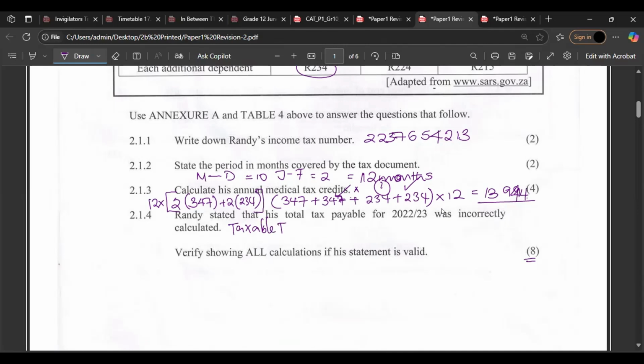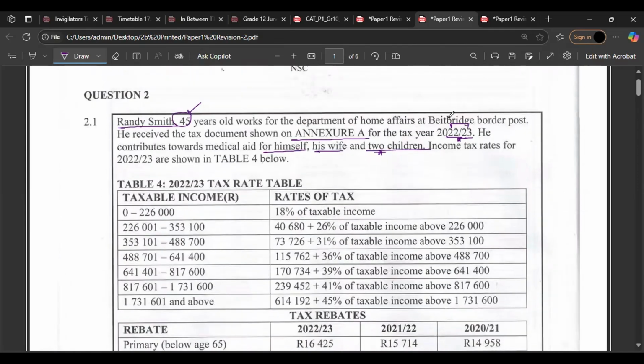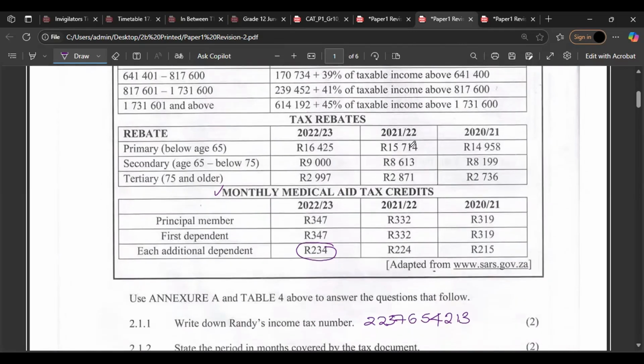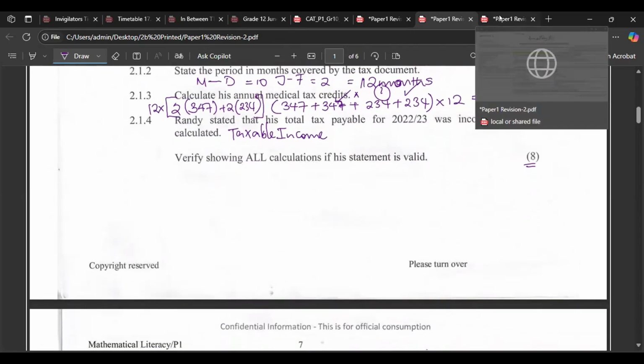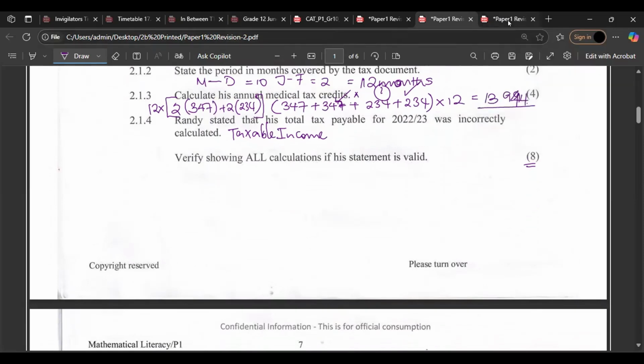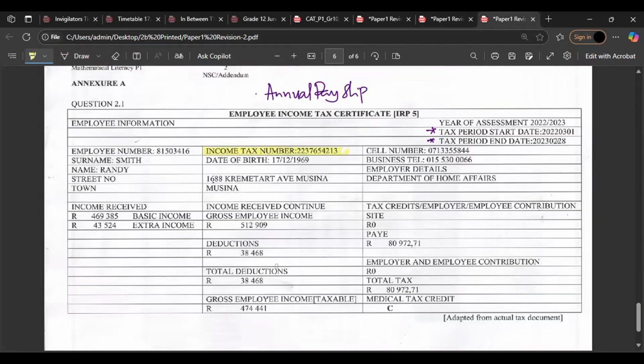So first and foremost, we have to identify the taxable income, because now when we look at the scenario that we have up here, they never mentioned anything that he earns. So where can we get that? Let's go to the annexure. Then when it comes to the annexure, we are looking for taxable income. Is there anywhere where there is talk of taxable income?